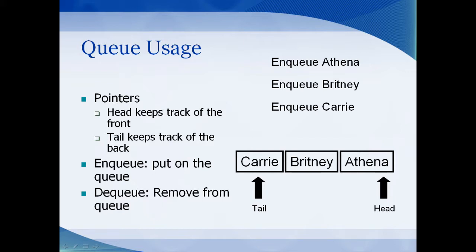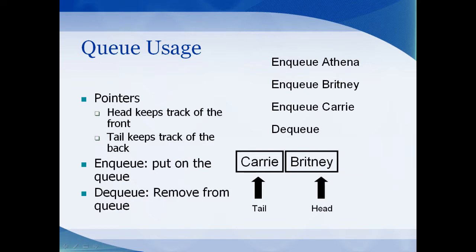Okay, so now let's dequeue. A person gets removed. Well, the head is in charge of that. It's going to remove Athena. And now the head is going to point to the new start of the queue, or to Brittany.